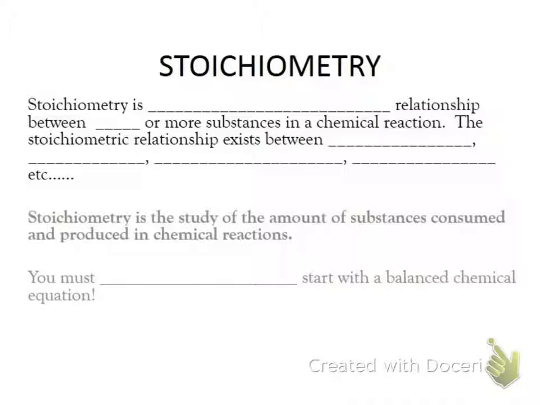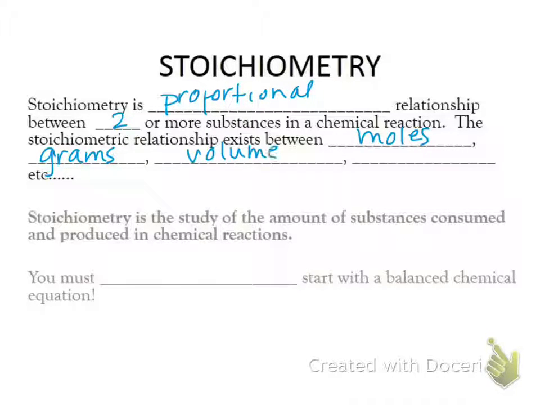So stoichiometry is a proportional relationship between two or more substances in a chemical reaction. Okay, so this relationship can exist between moles, grams, volume, which is going to be usually measured in liters or milliliters, or it can be between atoms. We are mostly going to be doing the first three.